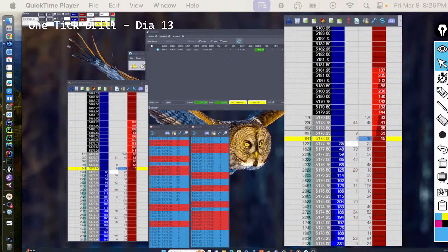So this is day number 15 of my one tick drill. I've been doing these kinds of videos in the past. I think I did at least 14 of those in Spanish. And now this is the first time I will do the trade review in English. So please bear with me. It's not my main language, so I'll see how it goes.